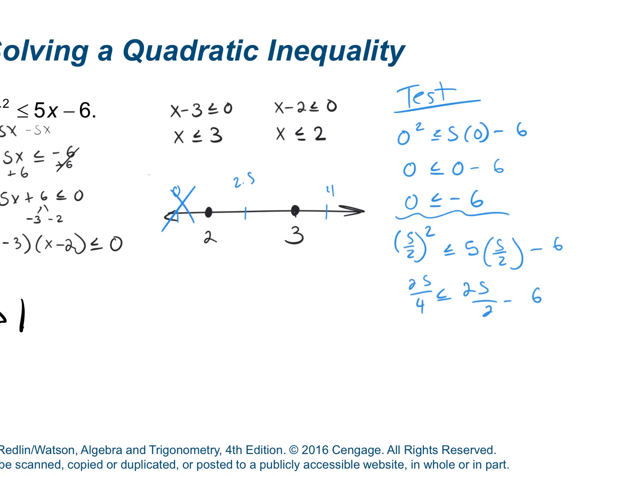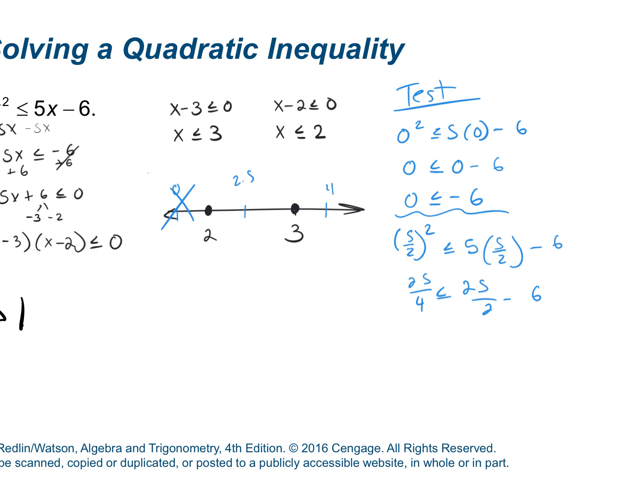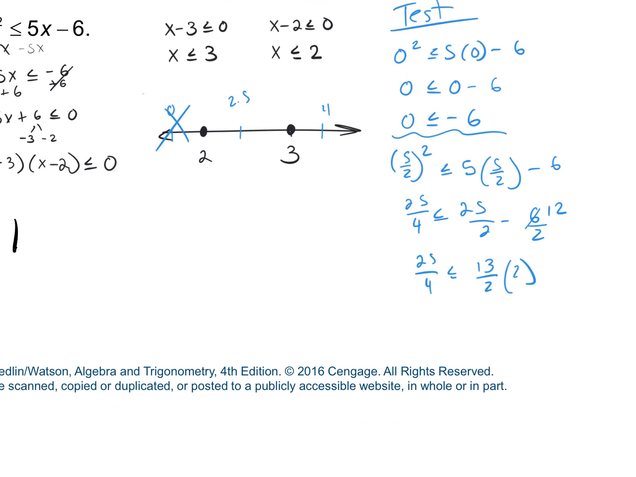I'm going to go ahead and combine what I can. I'm going to multiply this one times 2 first to be able to combine it. So I get 25 over 4 is less than or equal to 13 over 2. I'm going to multiply again times 2 in order to be able to check them. So 25 over 4 is less than or equal to 26 over 4. Now this is true, so the middle is part of our interval.